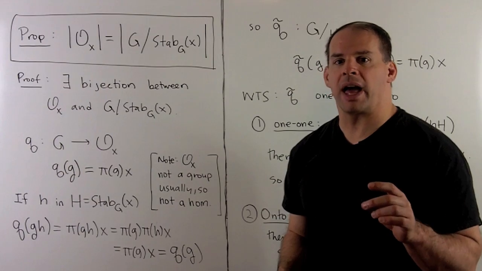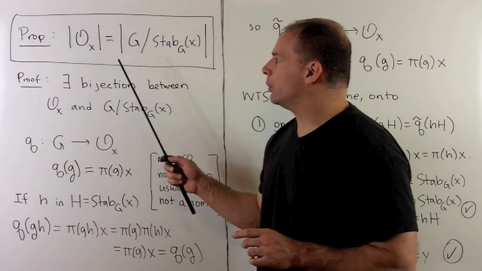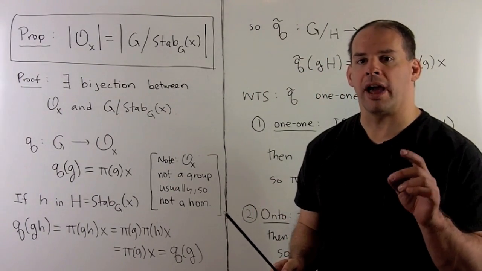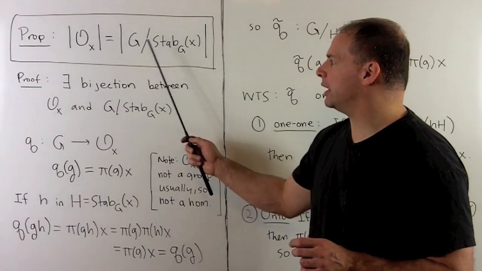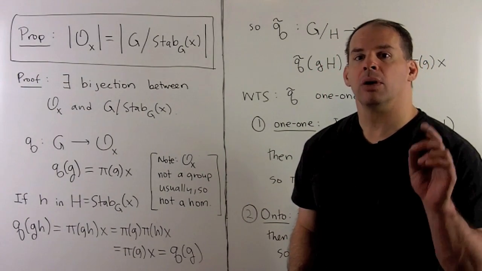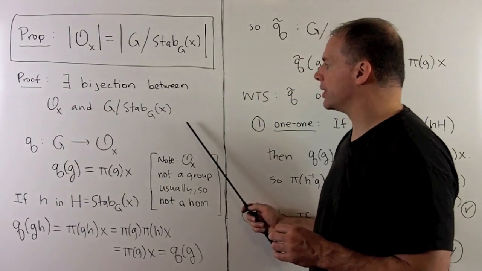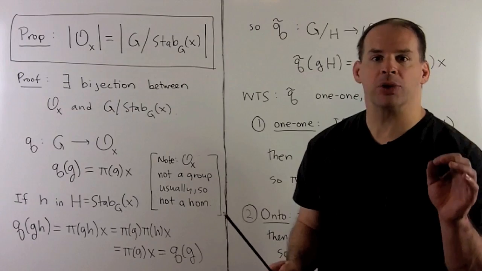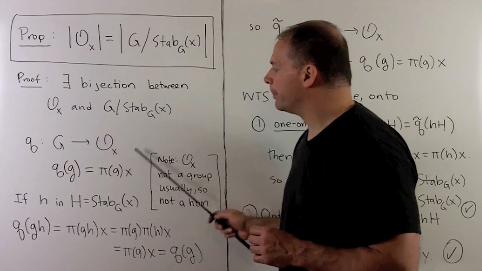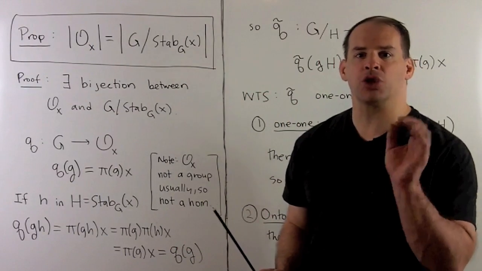With the definition of stabilizer, we can now state the following proposition. We have the cardinality of the orbit of x is the same as the cardinality of the left coset space G mod the stabilizer of x. To show this, we need to produce the bijection between the orbit and the coset space. The natural candidate is to use Q going from our group to the orbit. I'm just going to send g to pi of g on x. So it's going to take x and translate by g.